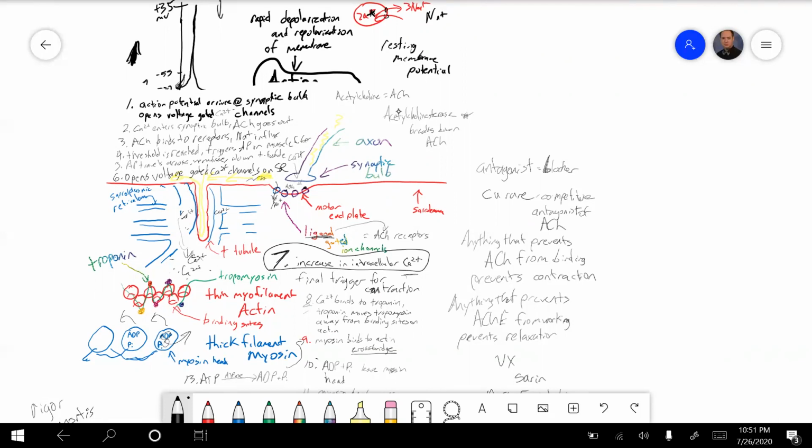Not that you know the order of ADP and or that inorganic phosphate leaving the myosin head. I've combined them in one step. It doesn't really happen like that, but it doesn't really matter. Big picture is our concern here, so that if I tell you I've blocked acetylcholine, you can tell me that's going to prevent contraction. Let's look at another example of that.